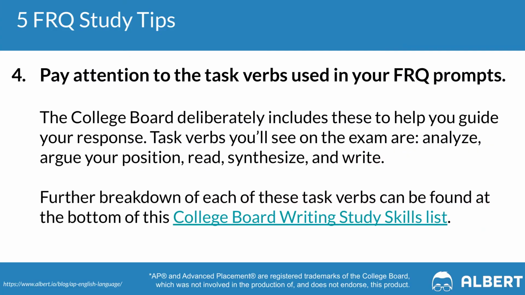Tip 4 is to make sure that you're paying attention to the task verbs that are given to you in the FRQ prompt. These task verbs help give you direction as to what you need to address in your AP English Language essay. They'll ask you to do things like analyze or argue your position. They might also ask you to do things like read, synthesize, or write. You can find a more complete breakdown of the most commonly used task verbs in the link in the video description below. Be sure that you check this out and that you understand what each of these task verbs is asking you for in the AP English Language FRQ section.